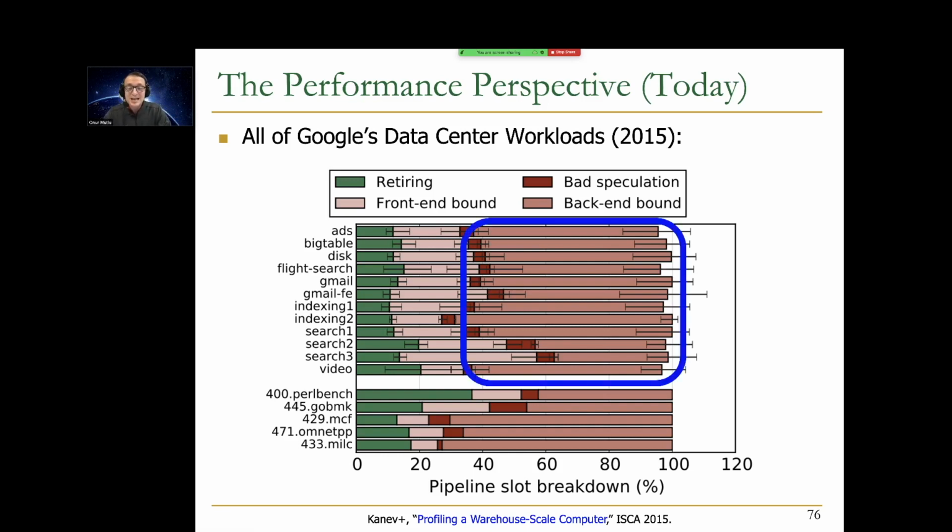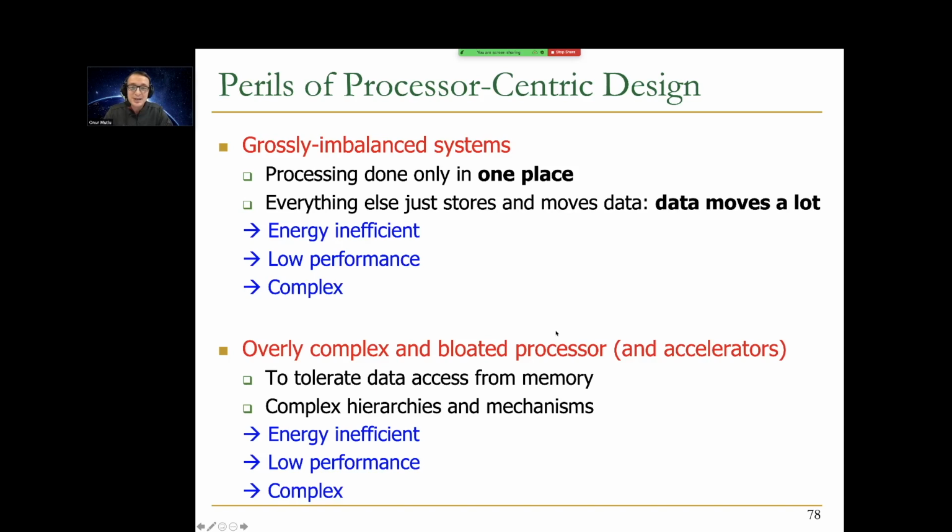But basically in this nice paper, Google showed that a cutting-edge processor in 2015 is waiting for data most of the time. It's really processing, finishing instructions only 10 to 20% of the time. And this is because it's very processor-centric. So basically, processor-centric design leads to a grossly imbalanced system. And this is energy inefficient, low performance, and complex.